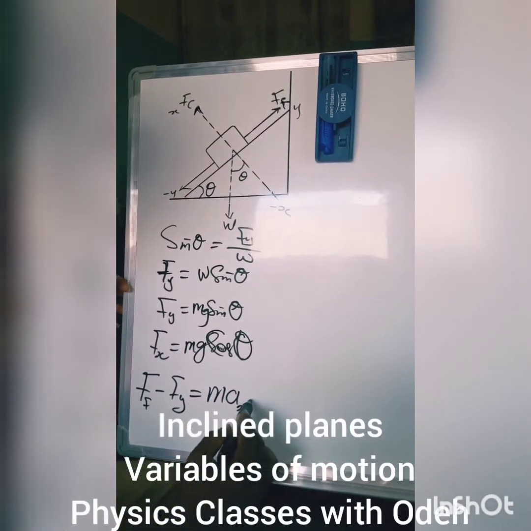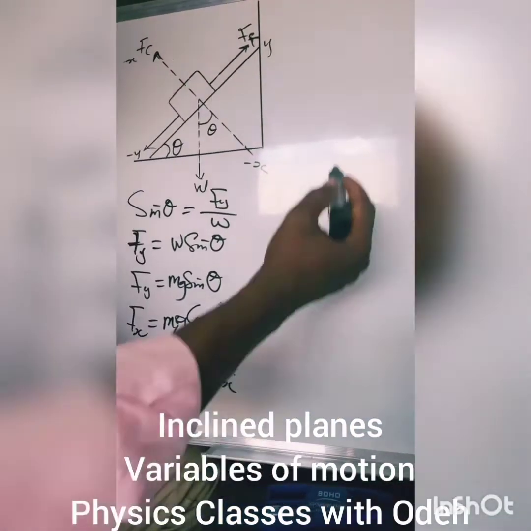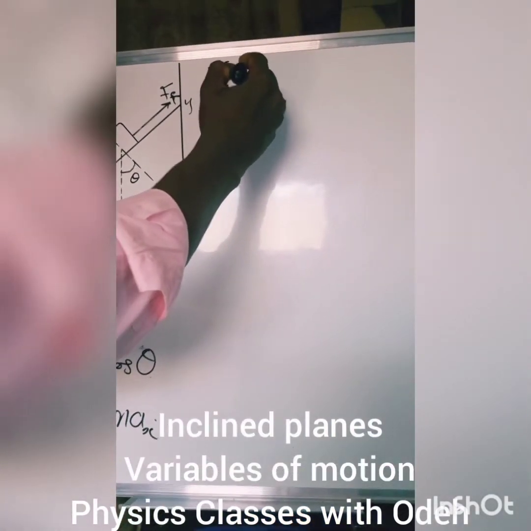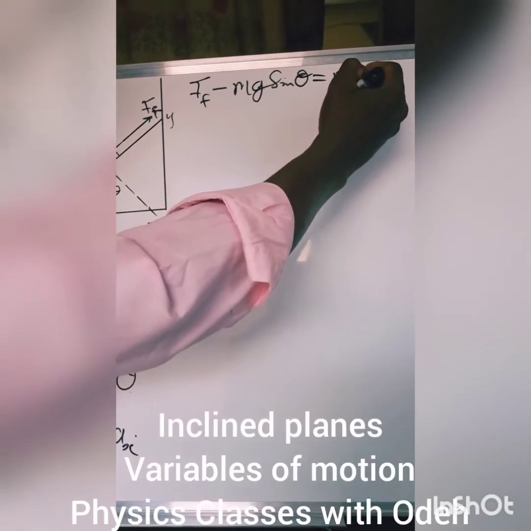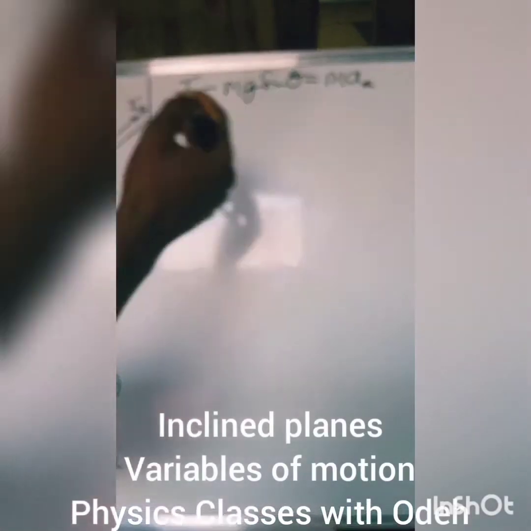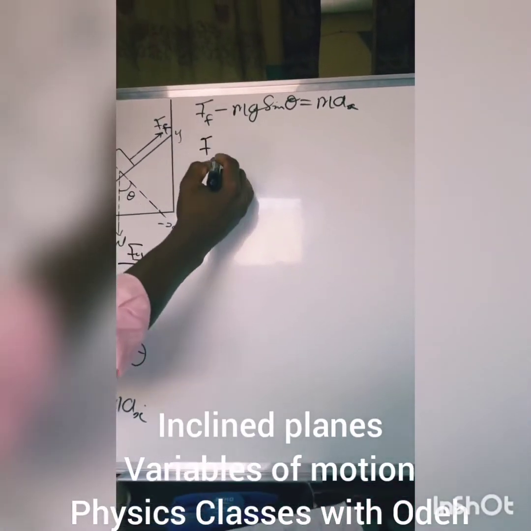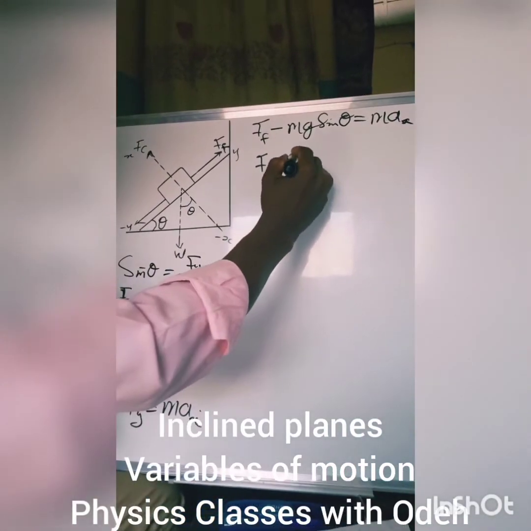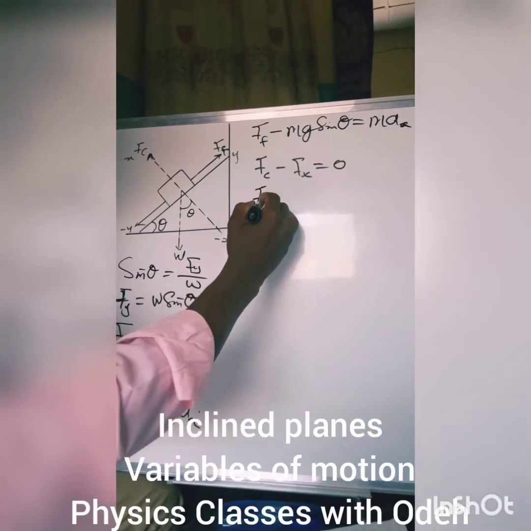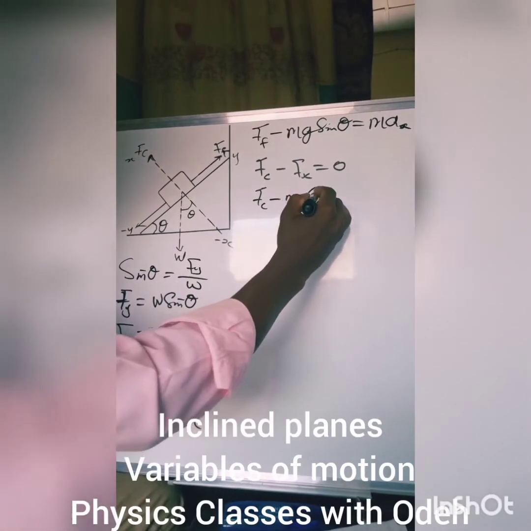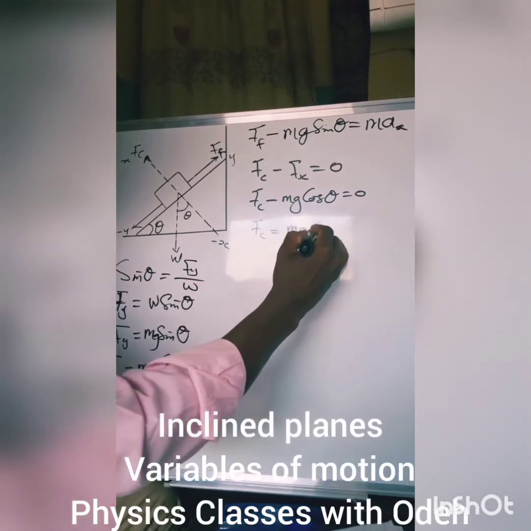From here we can proceed to say that F minus mg sine theta is equal to max. We keep that in mind, and then we take the Fc from this plane: Fc minus Fx will give us 0. This would simply mean that Fc minus mg cos theta is equal to 0, and that means Fc is equal to mg cos theta.